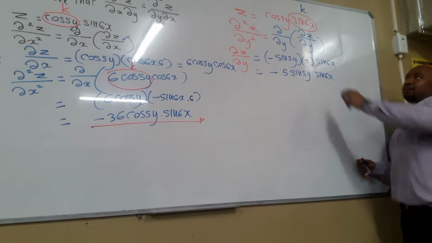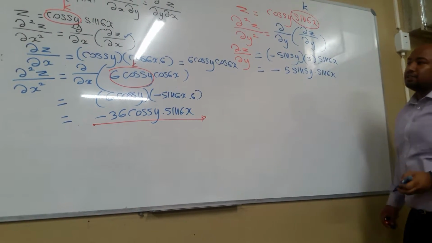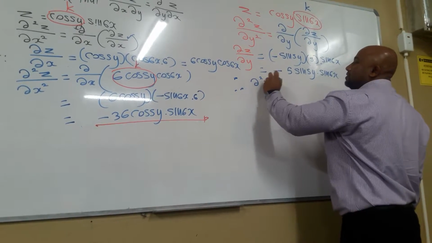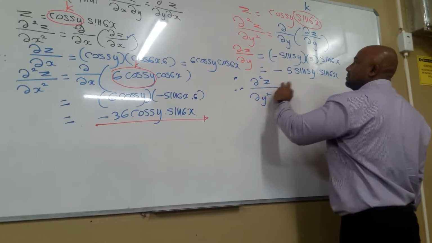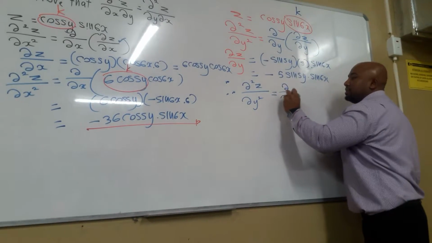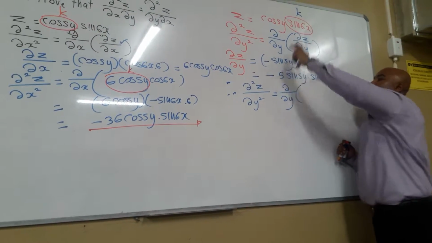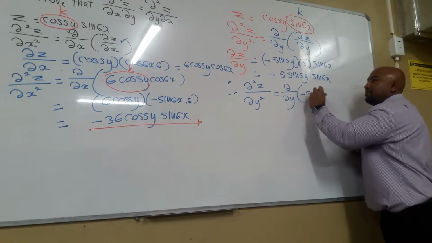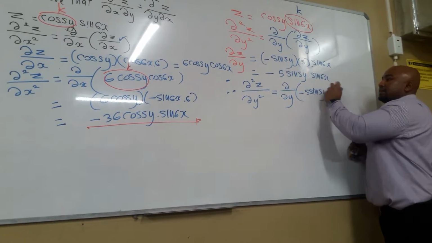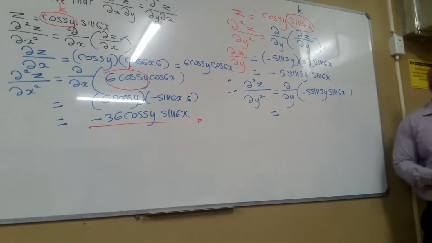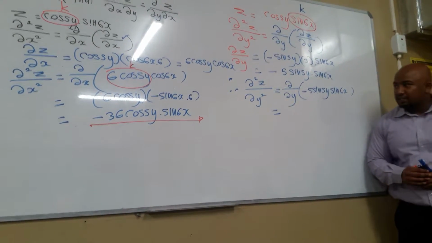So what did I just do? I found dz over dy. So therefore, what I will do is I will substitute here. That will be d over dy of dz dy. What was dz dy? I just found it, which is minus 5 sine 5y sine 6x. Now it's clear, it's impossible to make a mistake now.